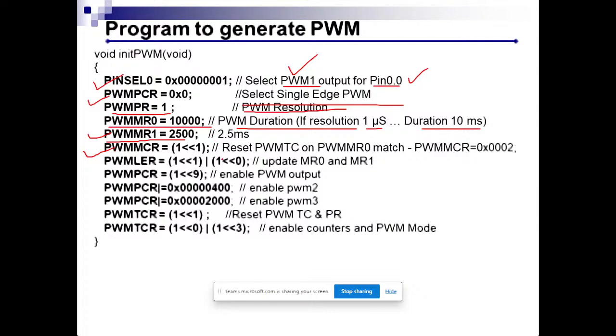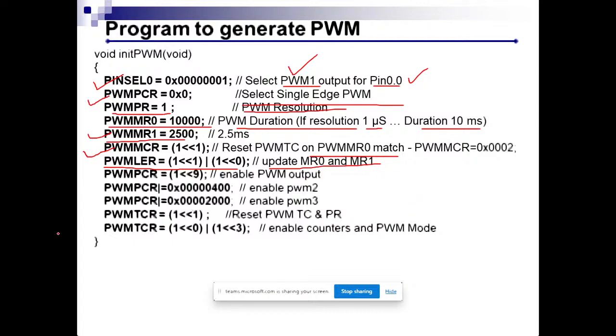That means we want to reset the PWM TC whenever the match occurs. For that purpose, we are writing 1 at that bit position. In PWM LER, we are setting both bit 0 and bit 1. Basically, we want to update the values of MR0 and MR1, and because of that we are writing 1 at both these bit positions.